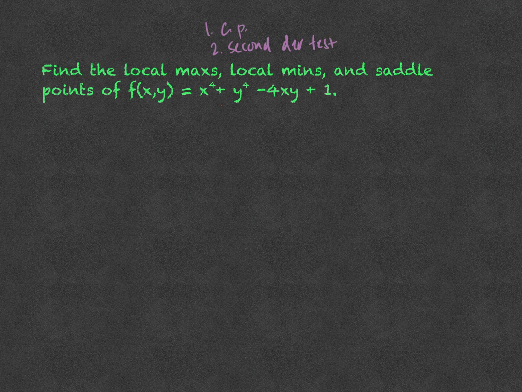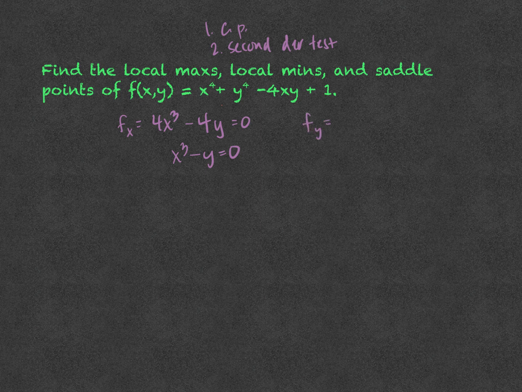So for step number 1, we need to find our partial derivative with respect to x. The first partial derivative is 4x to the third, plus 0, minus 4y, and 0. We're going to set this equal to 0. Then we have x to the third minus y equals 0, after dividing by 4. We kind of have to stop there because we have two variables, so we hope the partial with respect to y gives us two equations as well.